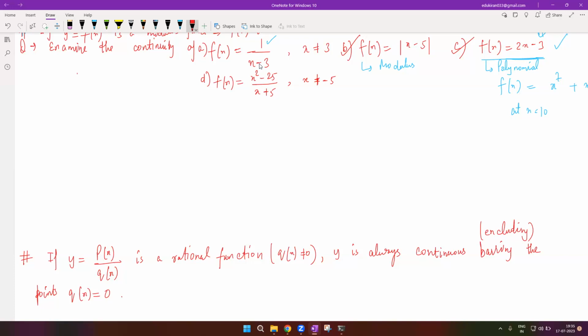Now, as soon as I realize that this is a rational function, I would directly say this is continuous everywhere, barring x equals 3. So this function right here, A, is not continuous at x equals 3. This is the final answer. So can you tell me the answer for D? For part D, do we have a point of discontinuity or not? If yes, then what is that point of discontinuity?